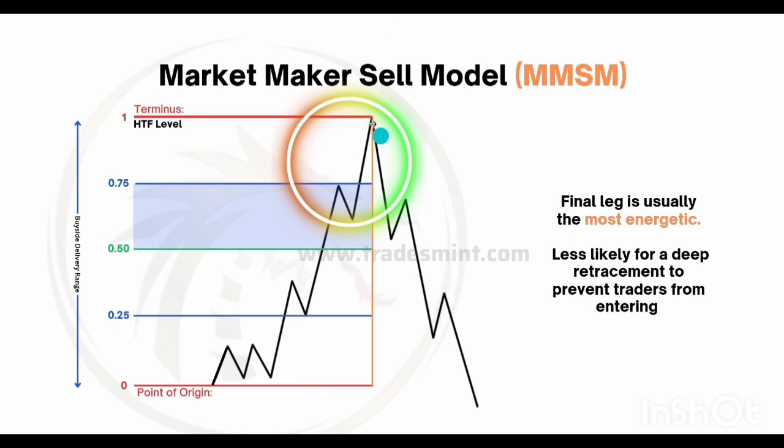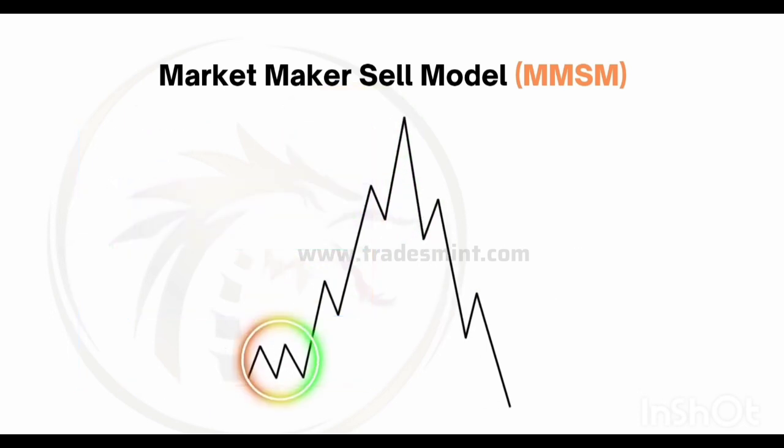We will see an explosive move higher from the final stage of accumulation and into terminus, which would be our buy side objective or higher time frame level. The reason the final leg is usually so explosive is that this would prevent traders from entering the market on a retracement, and it also reduces the time for traders to close positions that are underwater.